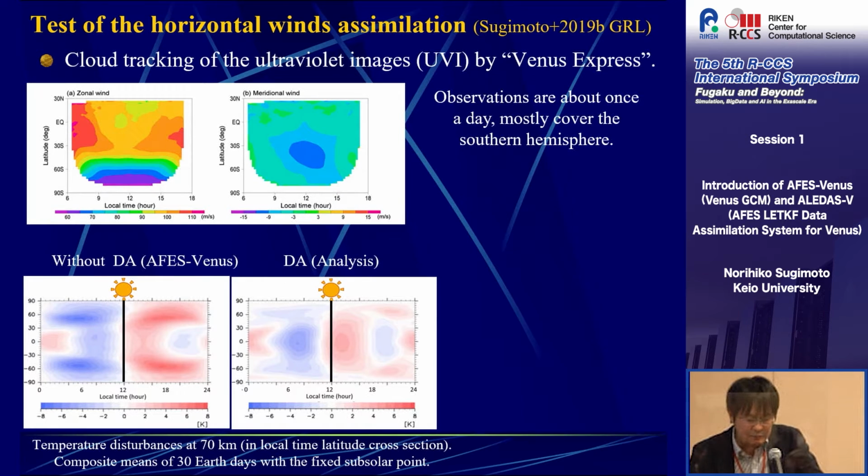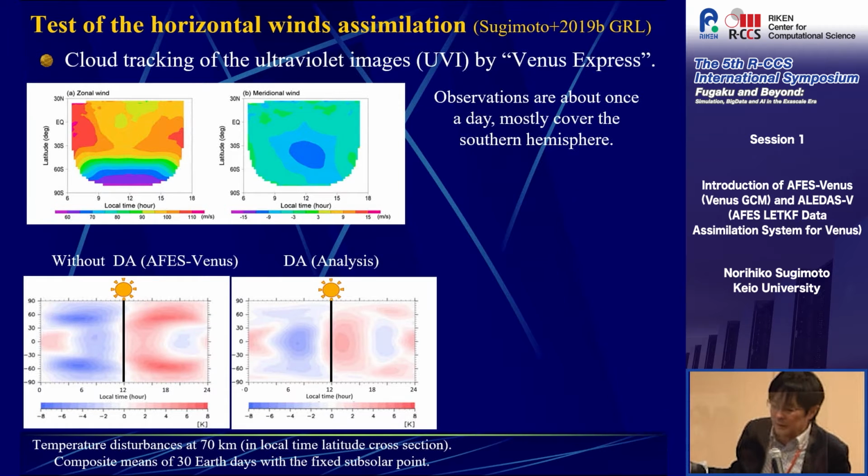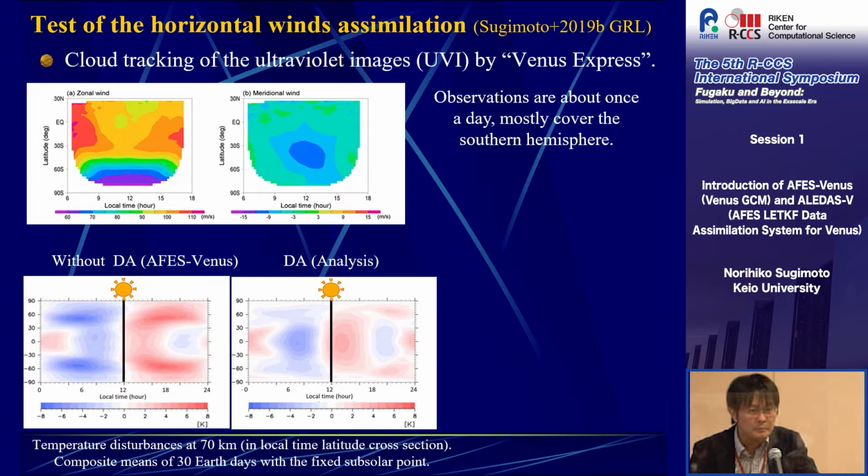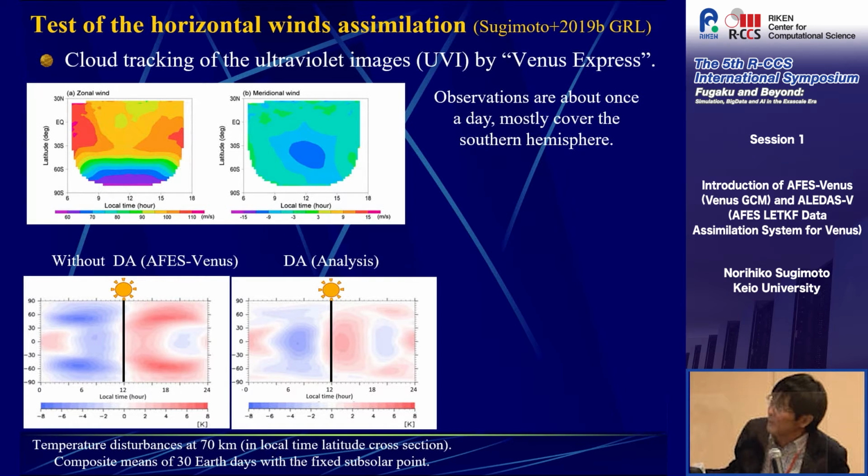So previously, we tested horizontal wind assimilation, which is driven by cloud tracking of ultraviolet images by the Venus Monitoring Camera onboard the Venus Express launched by ESA. And this is an example of horizontal wind at 70 kilometer altitude. Here, zonal wind and meridional wind clearly suggest the signature of thermal tide, which is a very important planetary scale wave.